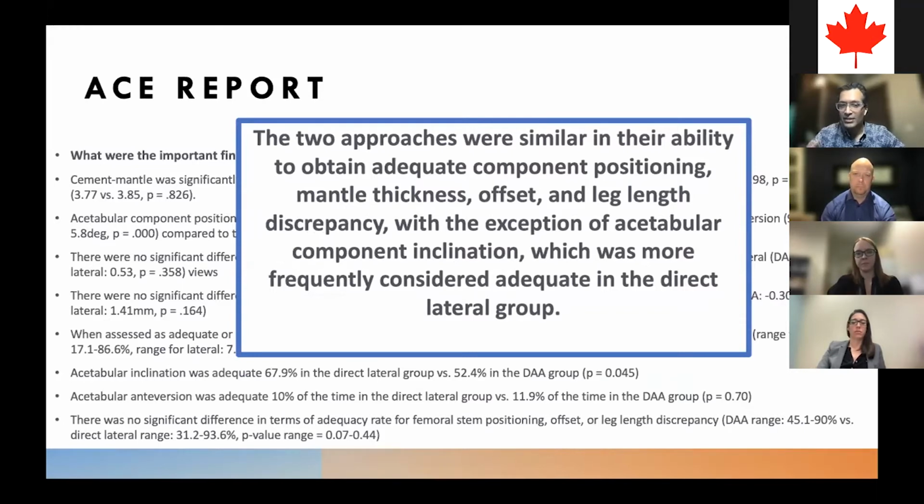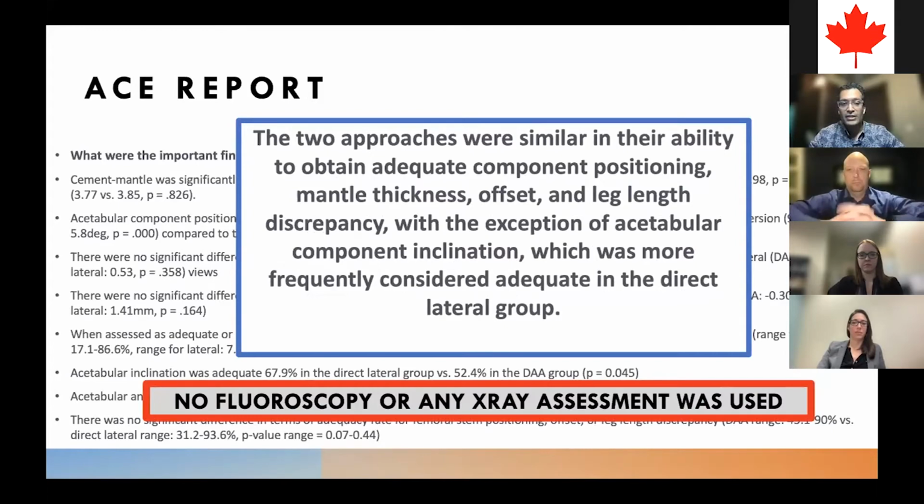Now, this was surprising to me, because in my hands, when I have X-rays and fluoroscopy during the case, I don't understand it. So I jumped into the actual paper, downloaded the paper, read it, and sure enough, they didn't use fluoroscopy or any X-ray assessment during the anterior approach, which I think is a huge benefit of the anterior approach.